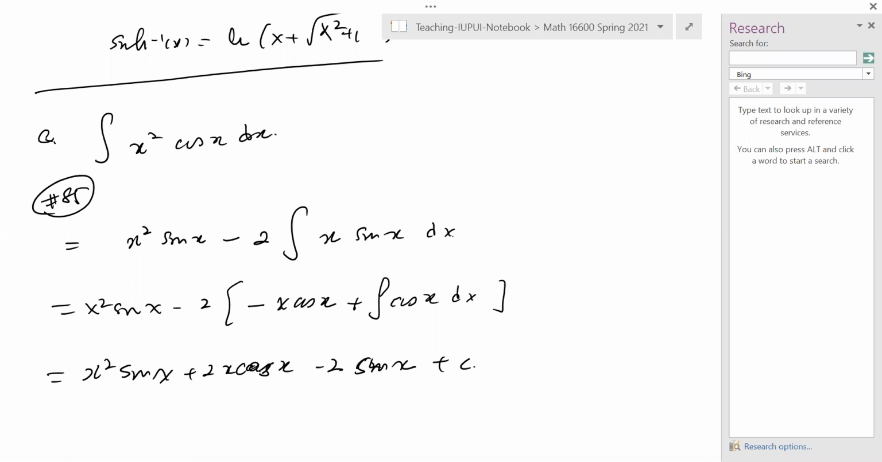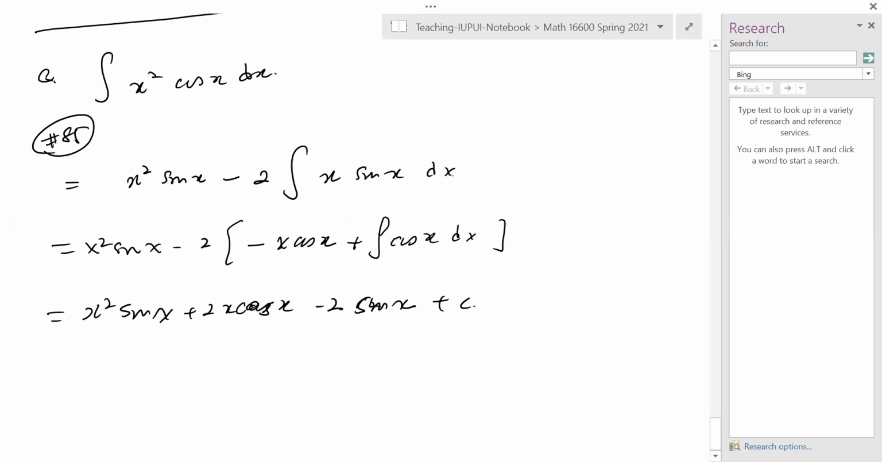Okay, so we just use the formulas over there and eventually get an answer. Step by step, I can reduce the power of x squared directly using integration by parts. But for this section, we just use a formula if possible. That's just lots of formulas here.